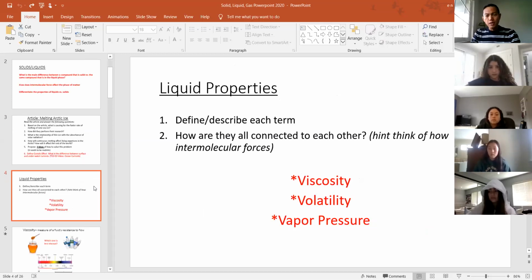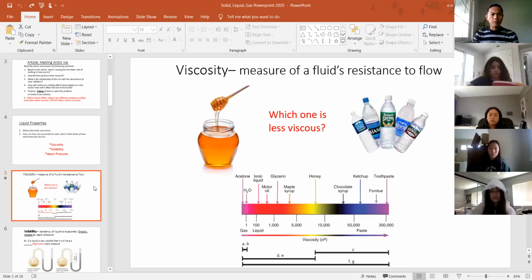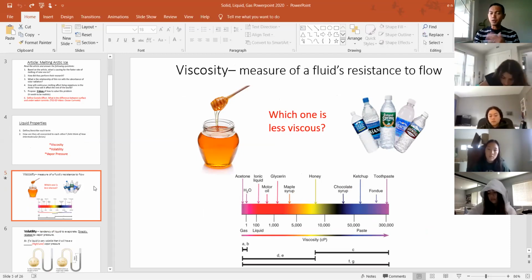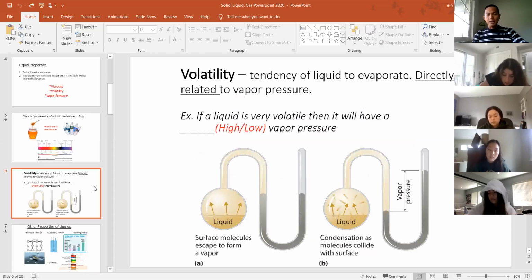All right. Last week, we also described some of the properties of liquids. The three main ones that we talked about were viscosity, volatility, and vapor pressure. The way to remember viscosity would be if you compare water with honey or ketchup, whichever one is more sticky or flows slowly, then it's more viscous. So it is related to the intermolecular force. The stronger the attraction of the molecules, the more viscous that material is. So they're directly related.